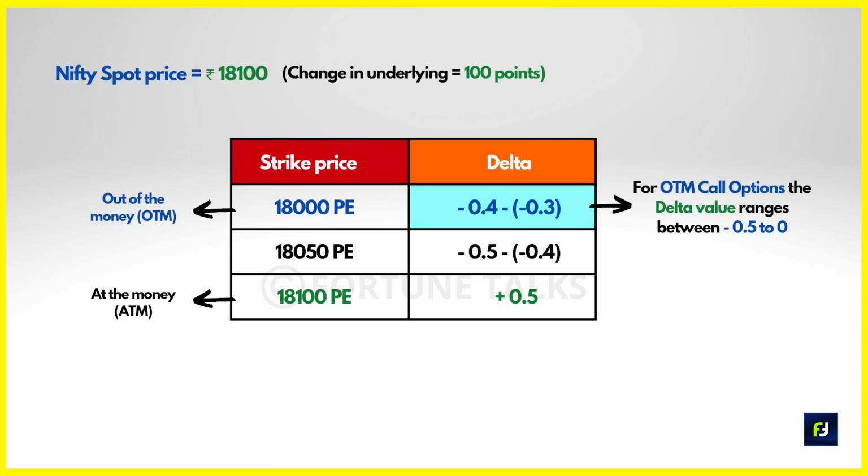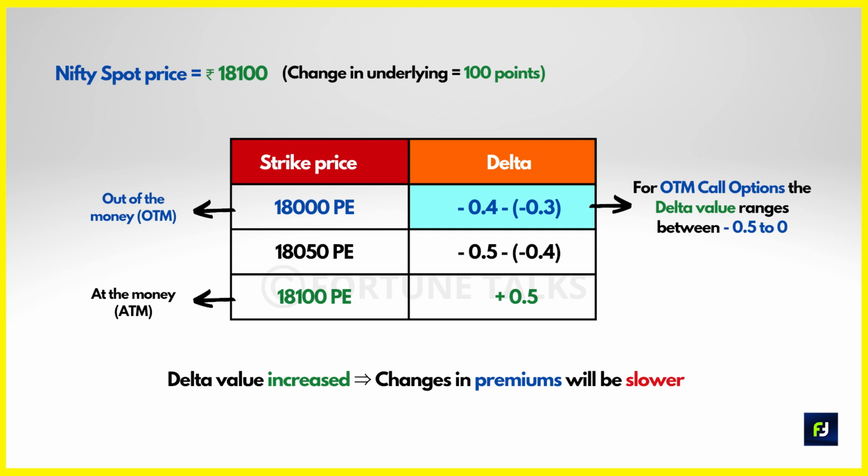When the Nifty spot price increases 100 points to 18,100, the 18,000 put option strike, which was at the money before, will now become an out of the money option. Since the delta range of out of the money options is between 0 and minus 0.5, in this scenario the delta will vary between minus 0.3 or minus 0.4, which will in turn mean that the speed of the strike price premium changes will be slower than before.